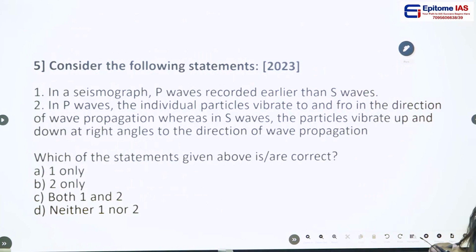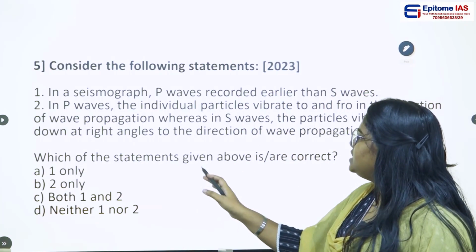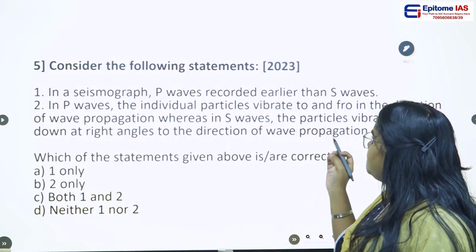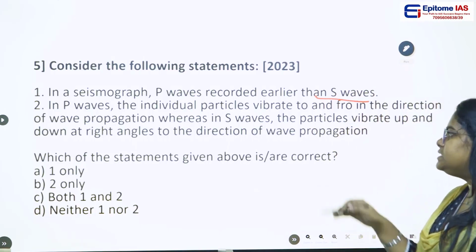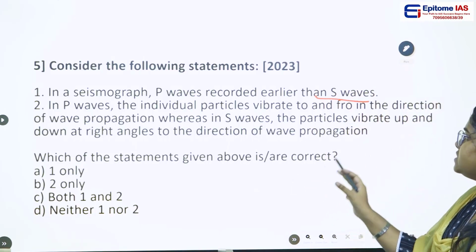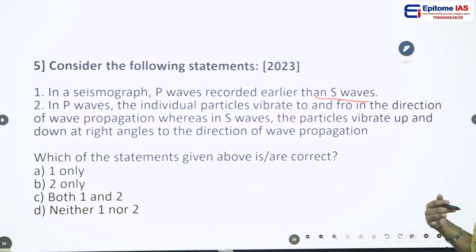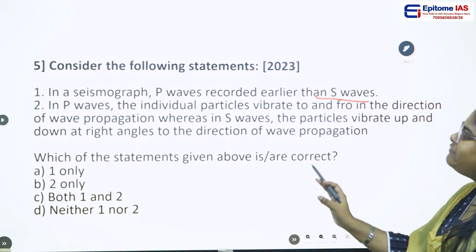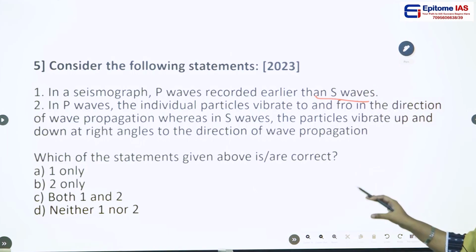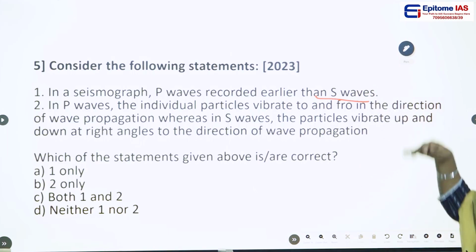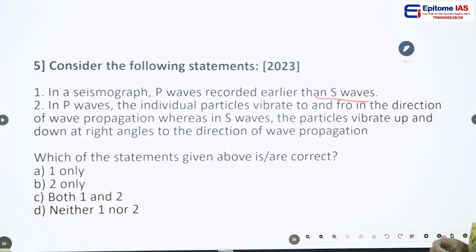So let us go to the next question. Consider the following statements. Statement 1, in a seismograph, P waves are recorded earlier than S waves. Statement 2, in P waves, the individual particles vibrate to and fro in the direction of the wave propagation, whereas in S waves, the particles vibrate up and down at right angles to the direction of the wave propagation.